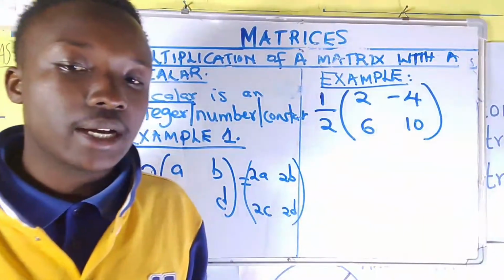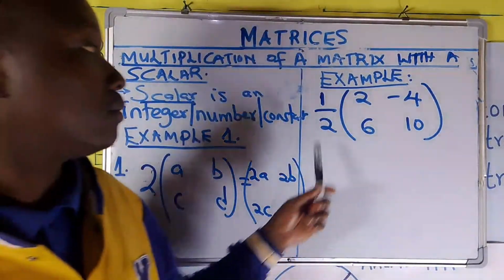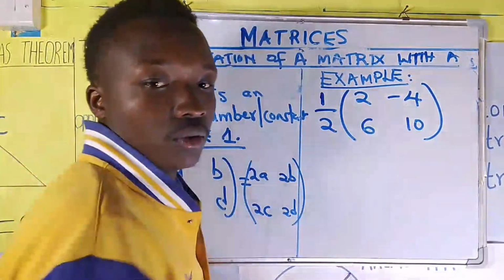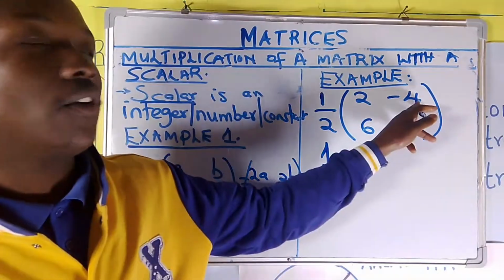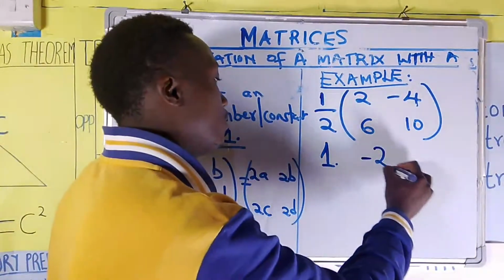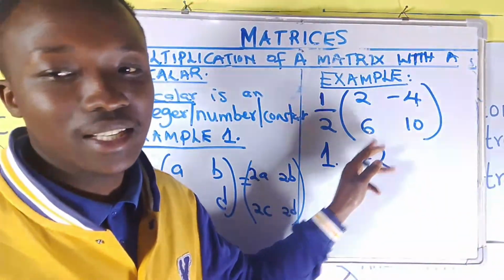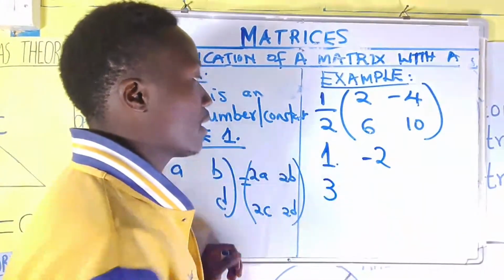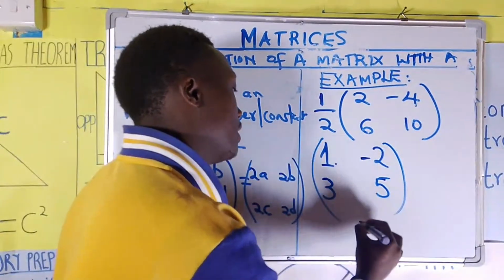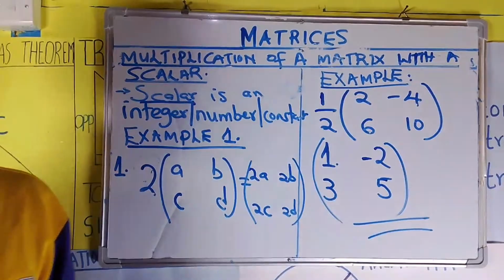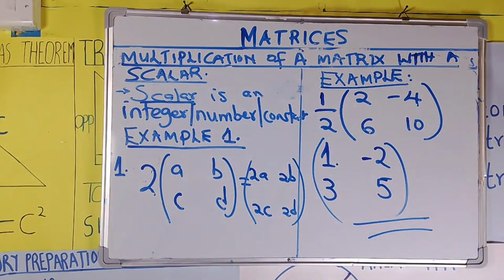When we multiply the scalar with all the elements of the matrix, we multiply a half times 2, that will give us 1. A half times negative 4 will give us negative 2. A half times 6 will give us 3. And a half times 10 will give us 5. So that is how we multiply a matrix with a scalar.